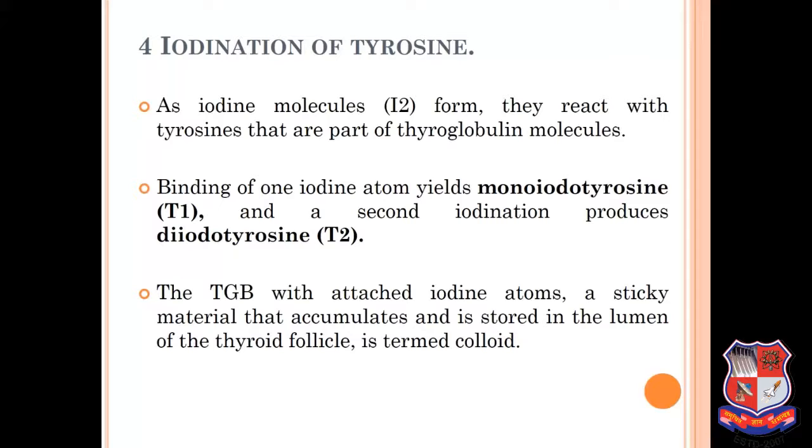Fourth step is iodination of tyrosines. Iodine molecules react with tyrosine amino acids that are part of thyroglobulin molecules. If one iodine atom binds to tyrosine, it produces monoiodotyrosine, and if two iodine atoms bind to tyrosine, it produces diiodotyrosine. The TGB with attached iodine atoms is a sticky material that accumulates and is stored in the lumen of the thyroid follicles, and it is known as colloid.